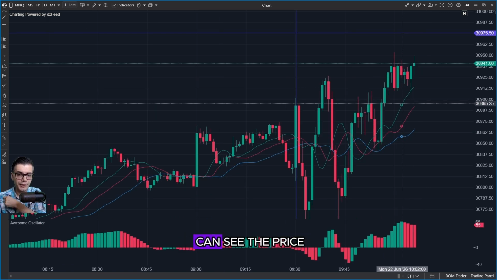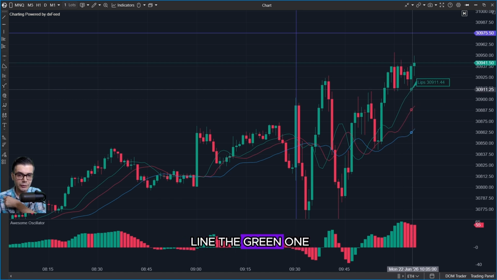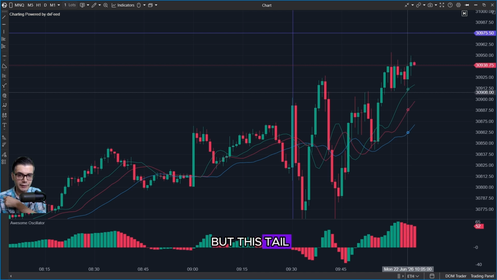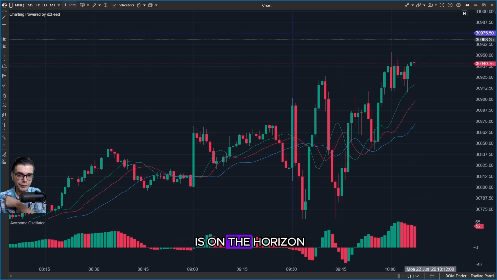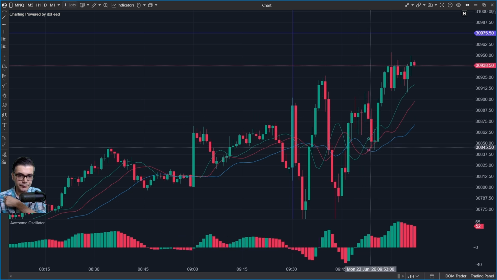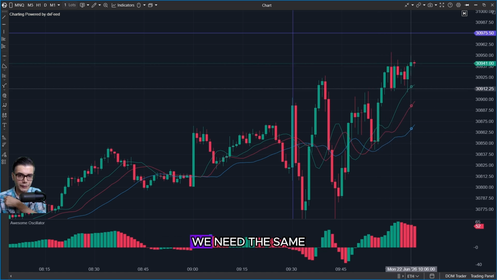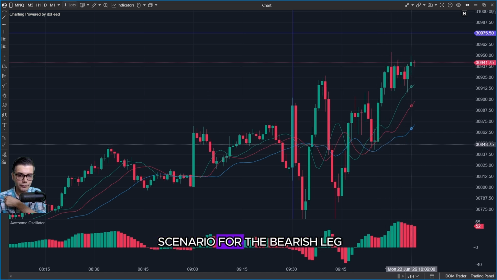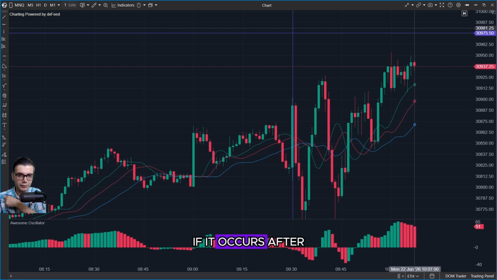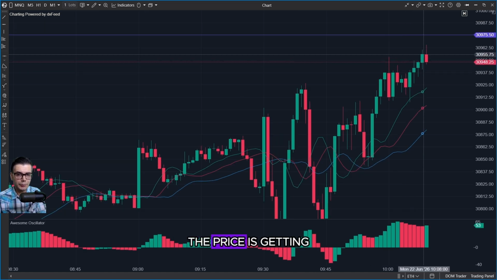Over here, you guys can see the price respected the alligator's green line with this tail. Therefore, a new high is on the horizon. After the price crossed above the alligator, the teeth line and the jaw line were also respected. We need the same scenario for the bearish leg if it occurs after taking this high or even getting close to it. The price is getting very close to the resistance.